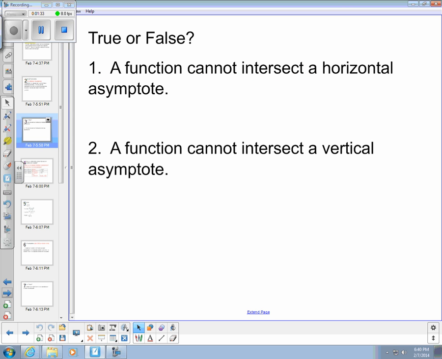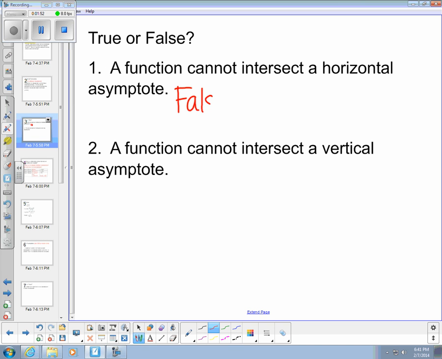Remember, an asymptote is a line that a graph approaches. Okay, so I want you to take a minute and answer these true or false questions. Pause the video for just a second, think about them, and then we'll discuss them. Number one, true or false, a function cannot intersect a horizontal asymptote. This is a misconception. It's actually false.